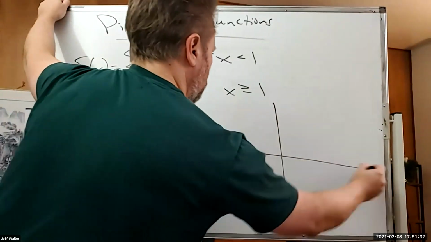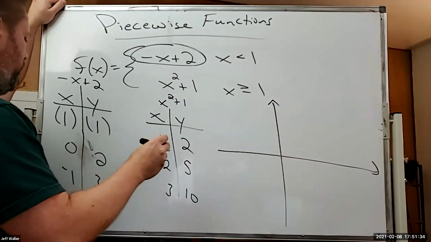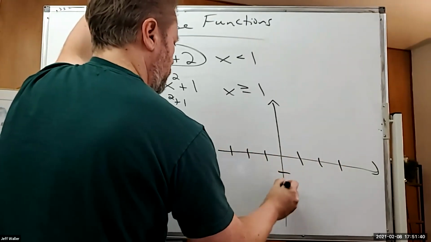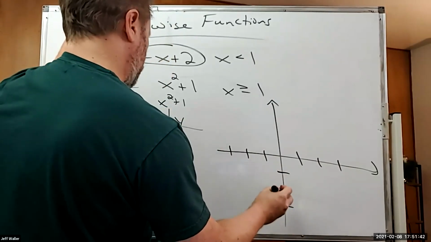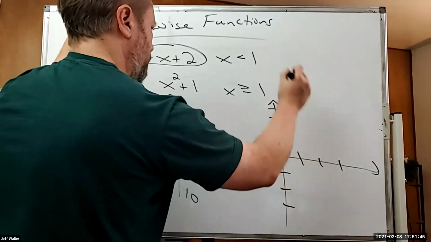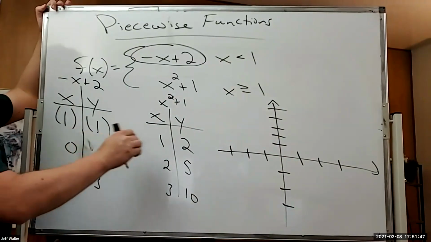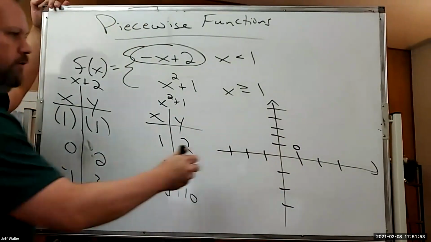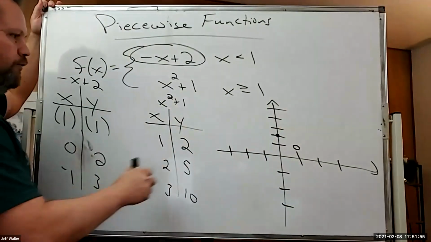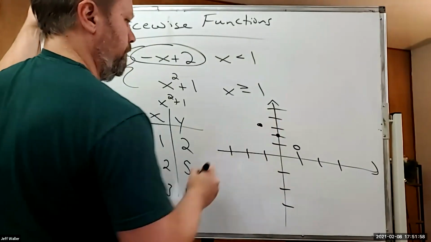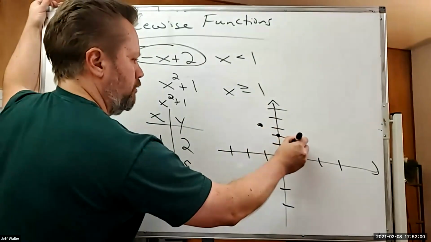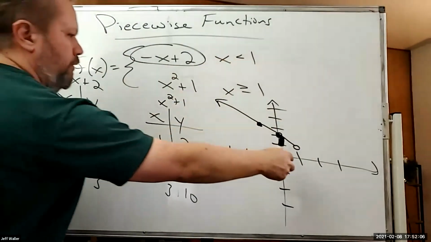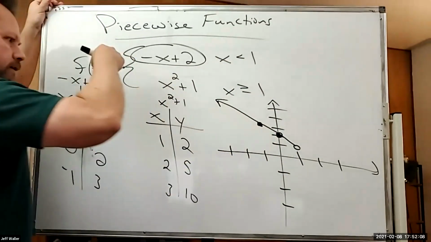So let's see. 1, 2, 3. Is that going to be good enough? Uh-oh. 1, 2, 3, 4. That'll be fine. So 1, 1, I'm going to put an open circle. 0, 2 is good. -1, 3 is good. So there's my line, and it goes forever that way because it's less than 1.